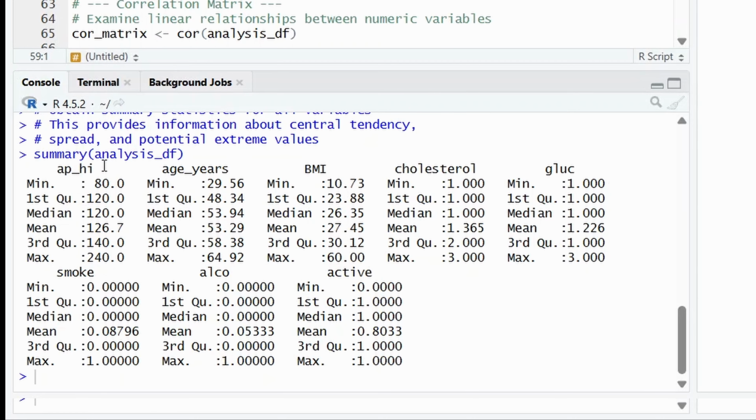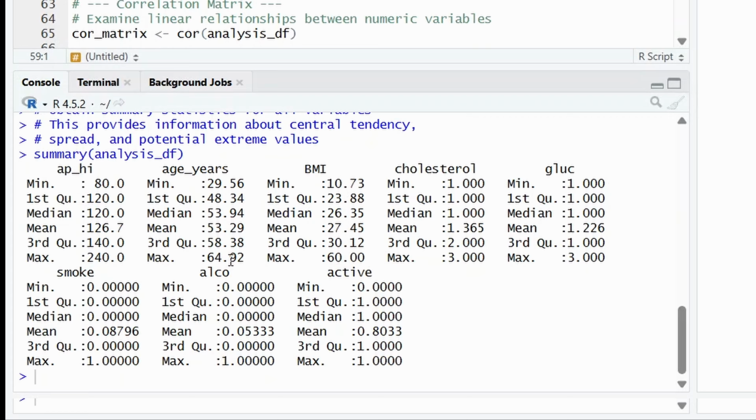AP_HI, which is systolic blood pressure, ranges from 80 to 240 millimeters of mercury. The median and first quartile are both 120, which tells us that half of our participants have blood pressure around 120. The mean is slightly higher at 126.7, which suggests there are some high values pulling the average up.